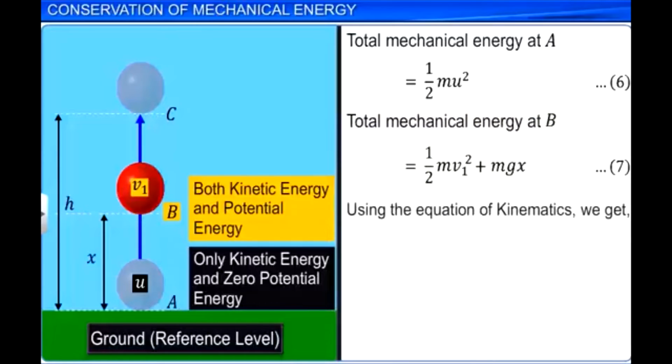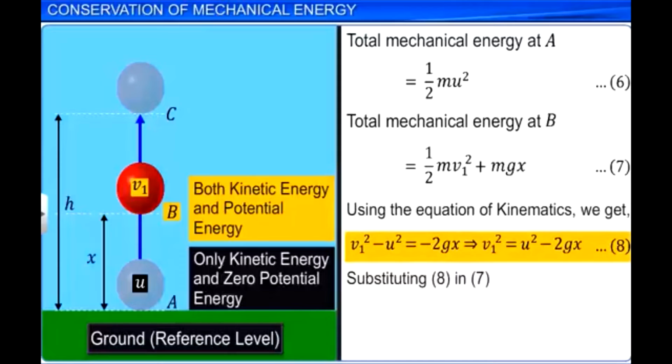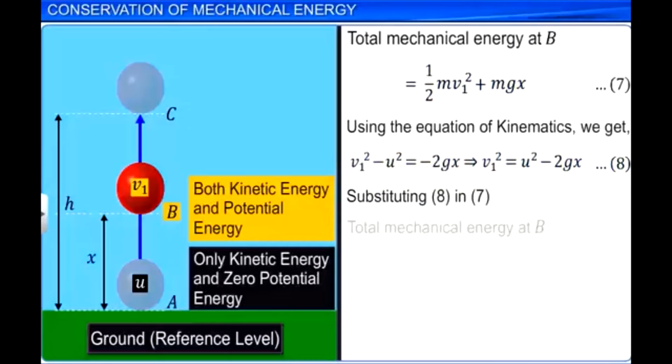Using the equations of kinematics, we get v1 square minus u square is equal to minus 2gx. Simplifying, we get the expression for v1 as v1 square is equal to u square minus 2gx. Let this be equation 8. Now substitute equation 8 in equation 7.